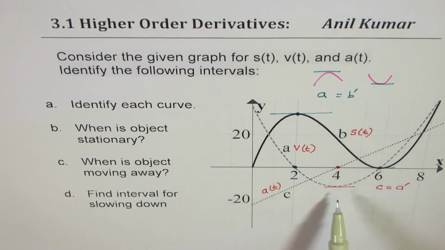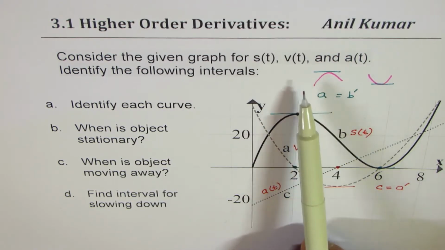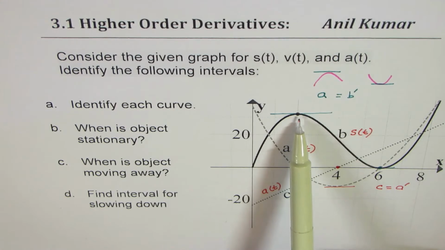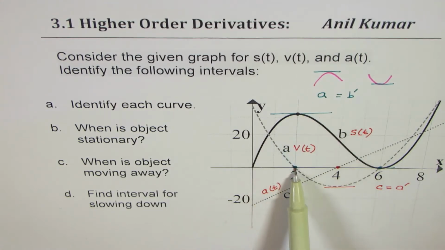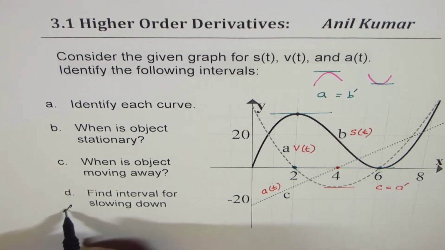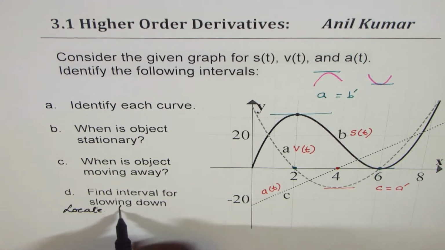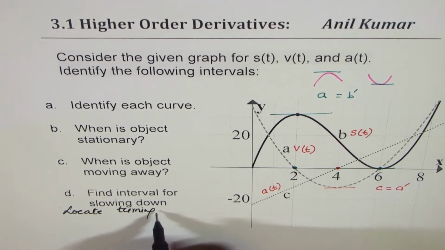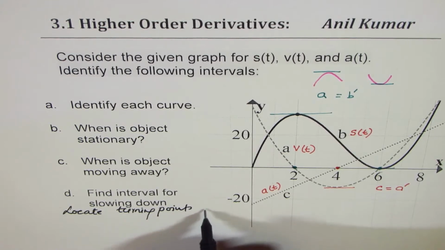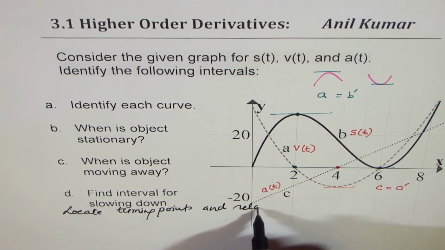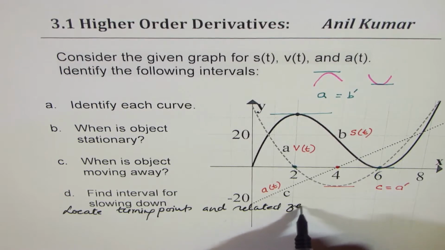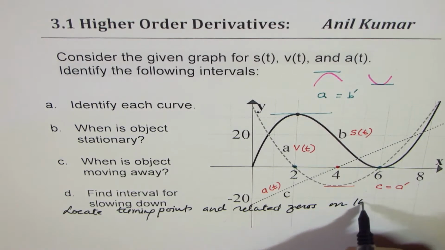Now, this concept of sketching a horizontal line as a tangent to the curve and finding the corresponding zero in the next graph works for every curve when we are looking for derivatives. Is that clear, right? So the key is to locate turning points and related zeros on the derivative.